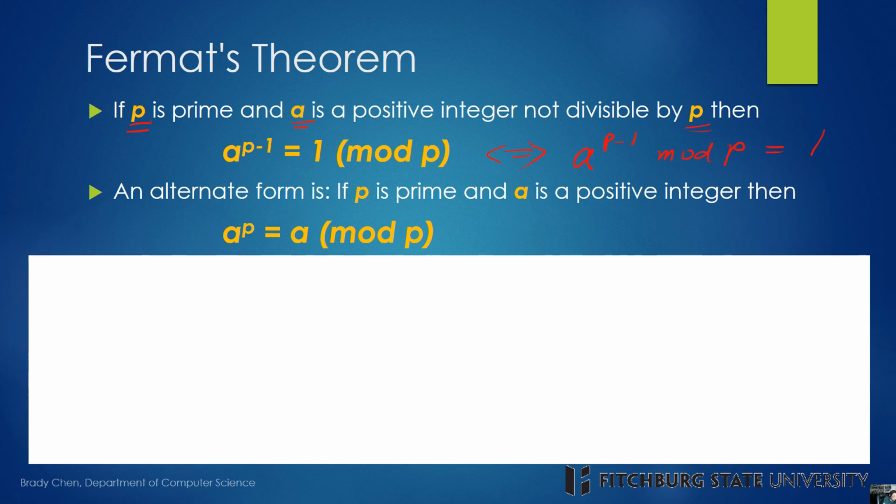Now, Fermat's theorem has an alternative form. If P is a prime number and A is a positive integer, in this case it doesn't have to be not divisible by P, A is any integer, then A to the P equals A mod P. That means A to the P and A are congruent modulo P. In other words, A to the P mod P is A.